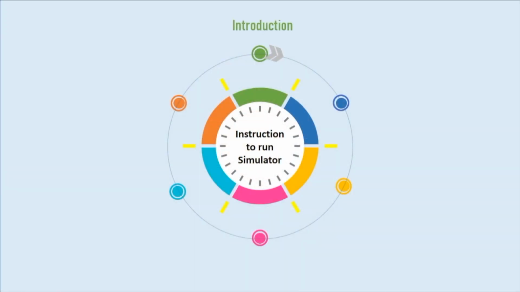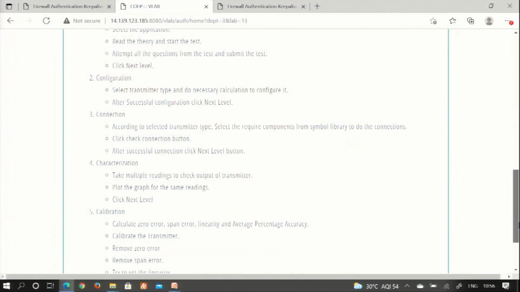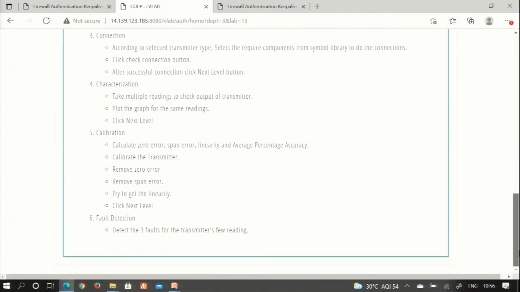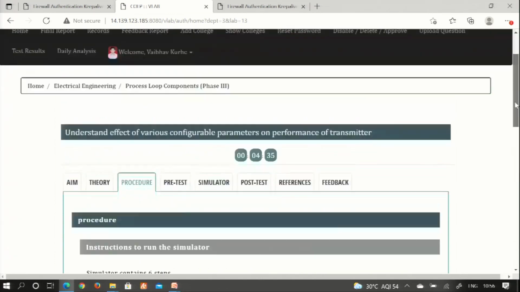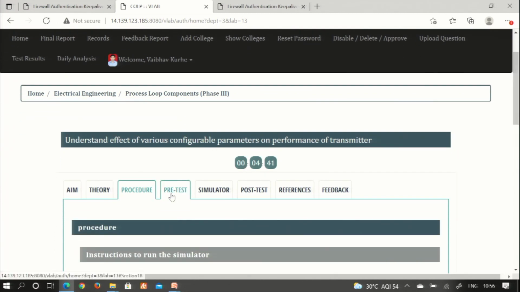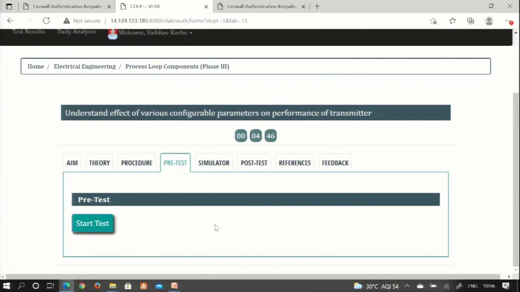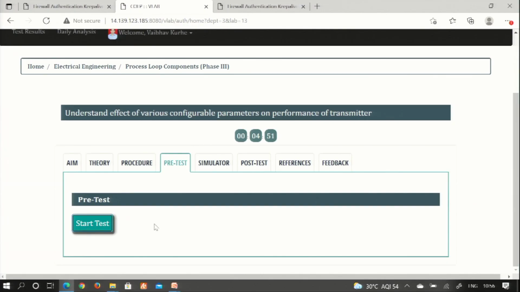So, these are the 6 steps which we are expecting a student to follow. The student will go through the procedure, understand the procedure carefully, read that procedure, and then after completing this, and only then, the student will appear for the pre-test. Now, this pre-test is the first test of a student based on whatever he has learned, and it checks whether the prerequisite is satisfied and the student is ready to perform the practical.